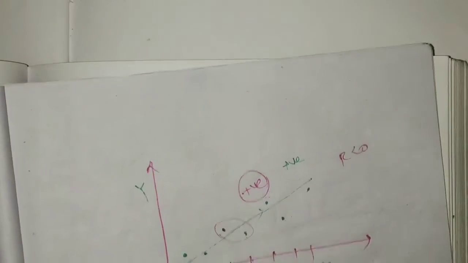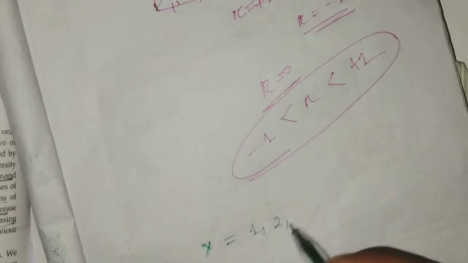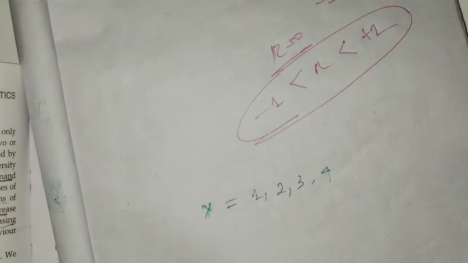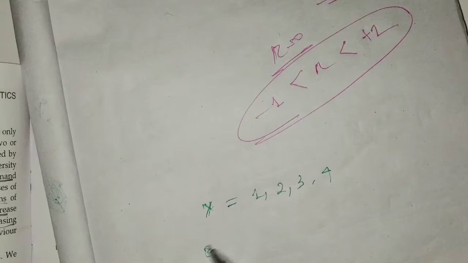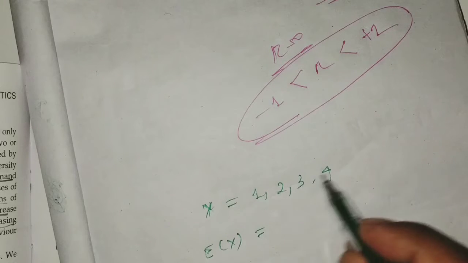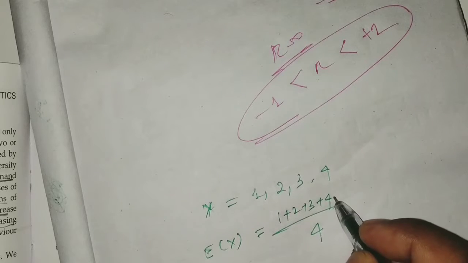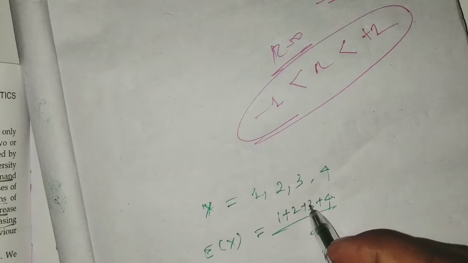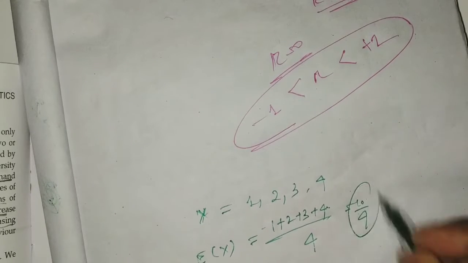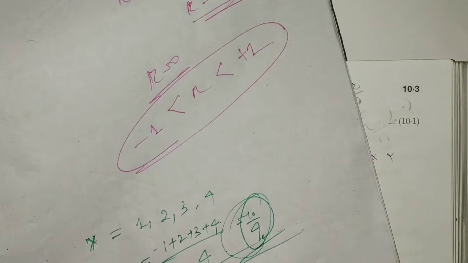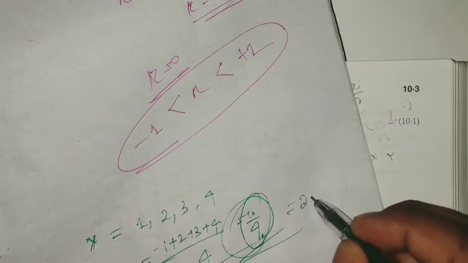Suppose we have a random variable X, and the x values are 1, 2, 3, 4. So expectation of X is nothing but the addition of these divided by 4: 1 plus 2 plus 3 plus 4, which is 10, divided by 4. So this is nothing but the mean value, and here you can see that the mean value is 2.5.